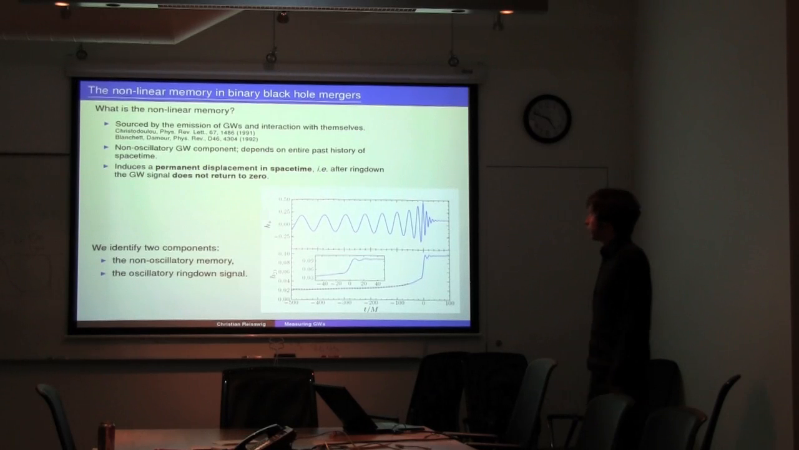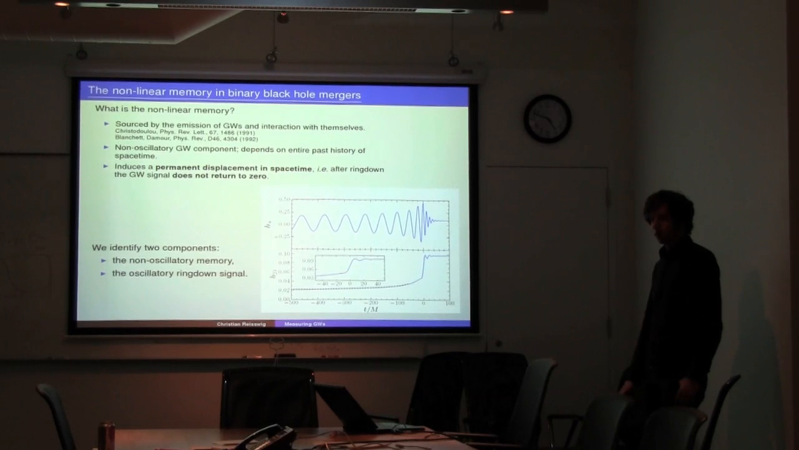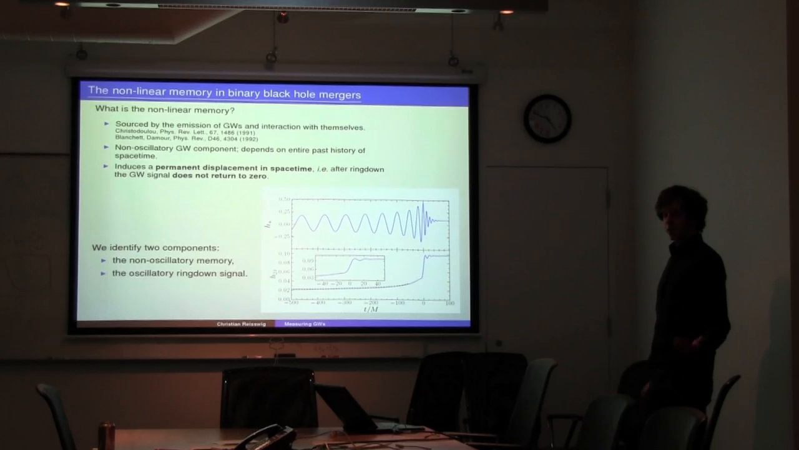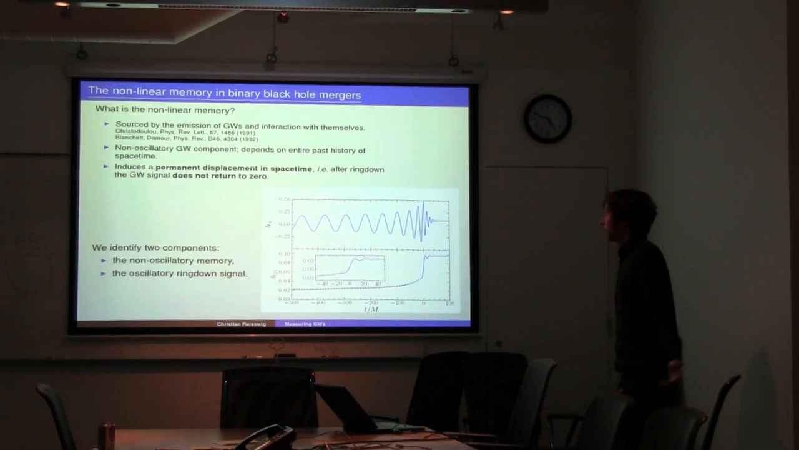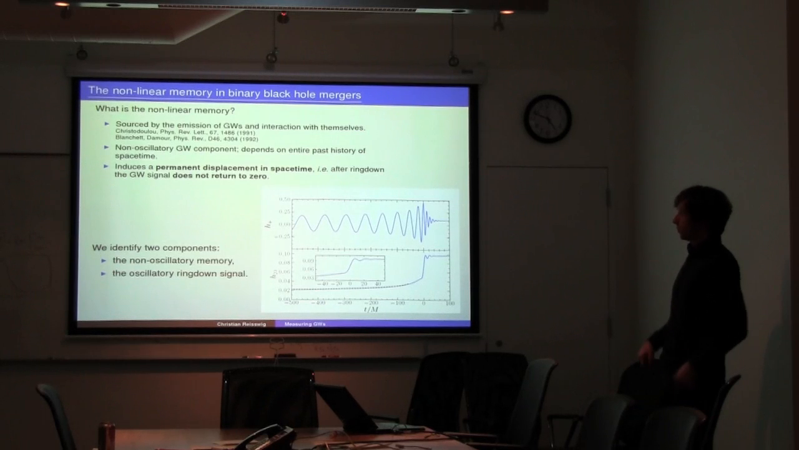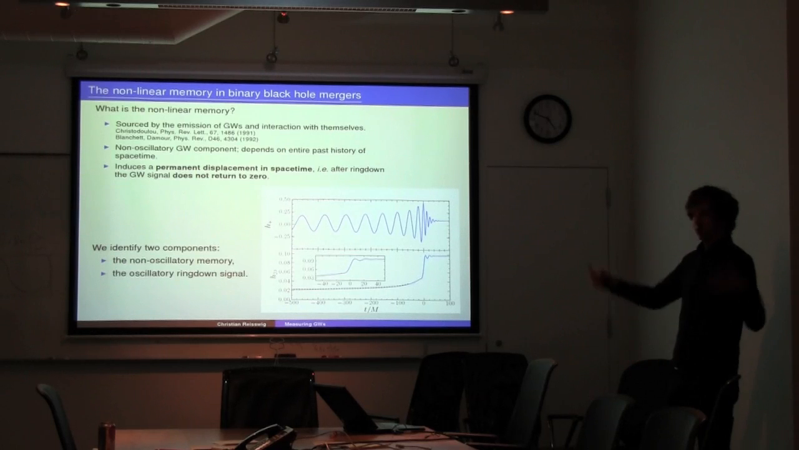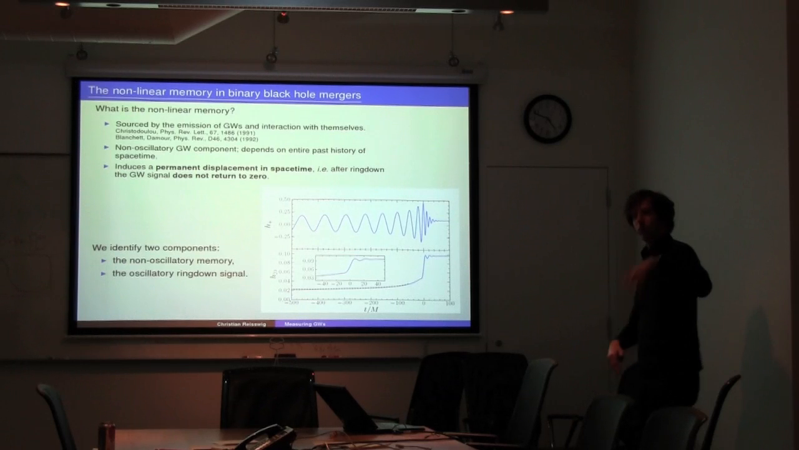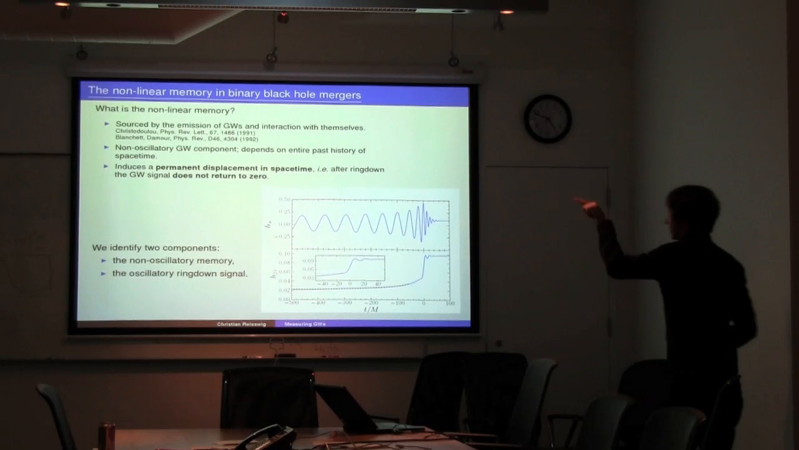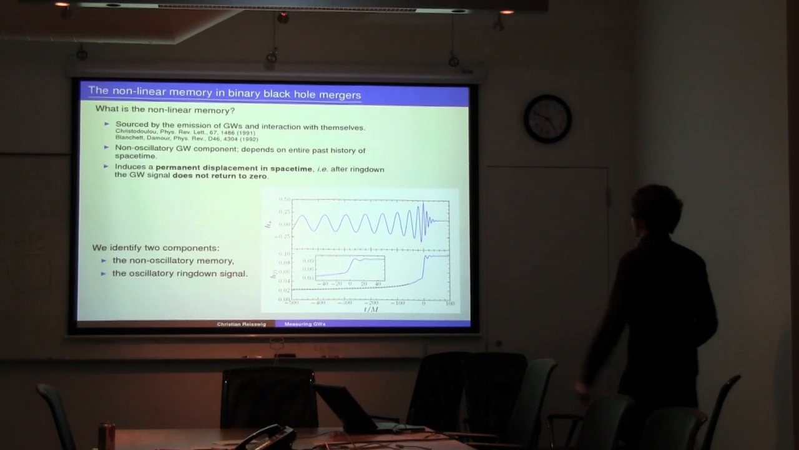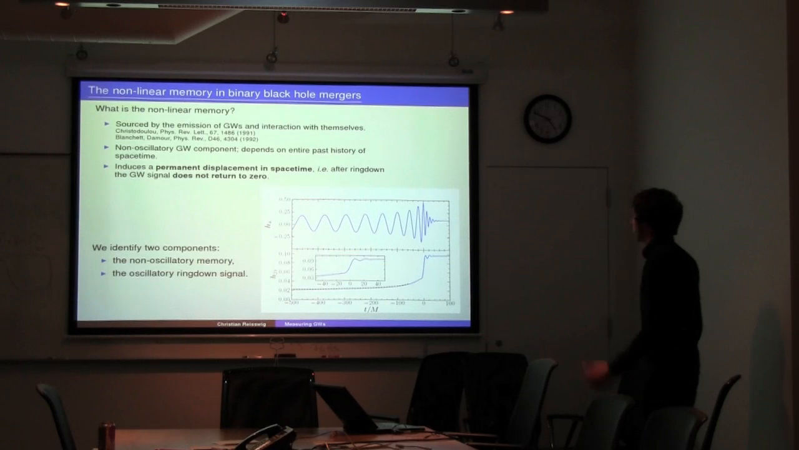And this is a non-oscillatory gravitational wave component, which depends on the entire past history of the space-time, and it induces a permanent displacement of the space-time. So if you start initially from 0, in the end, the waveform will not return to 0, but will return to some constant, non-zero offset.